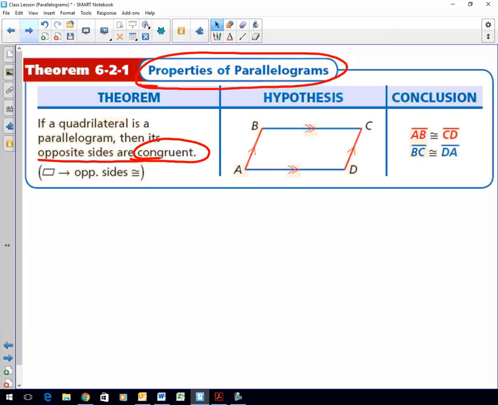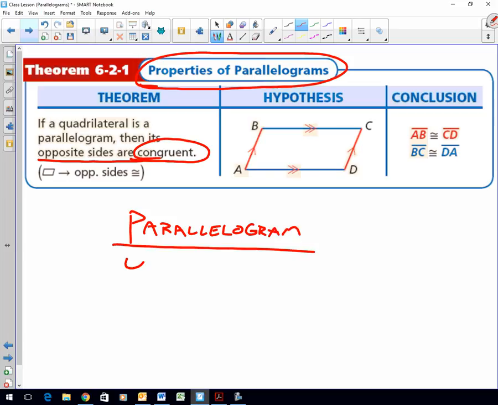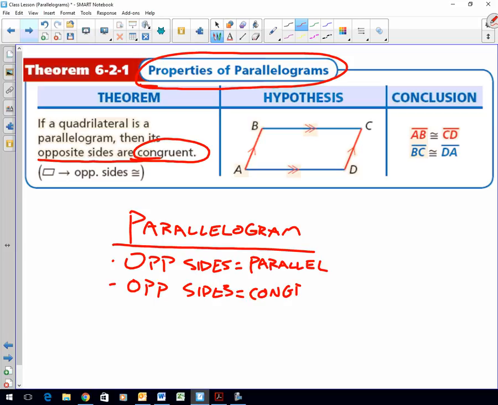You may want to have a checklist going down, okay? I would do it like this. Parallelogram. Opposite sides parallel. Opposite sides congruent. And yes, we will add to that. We're going to add a couple more principles.